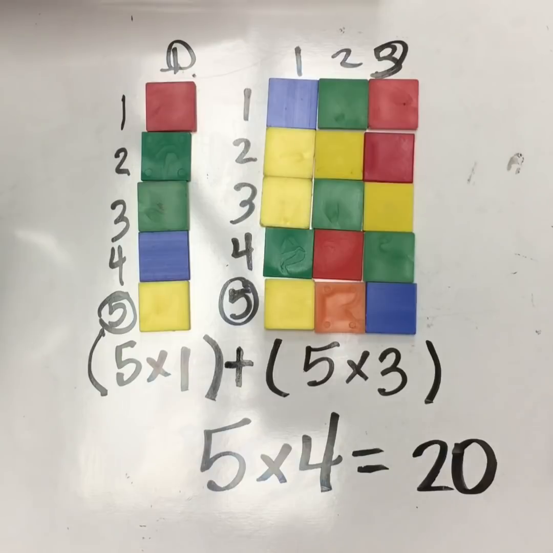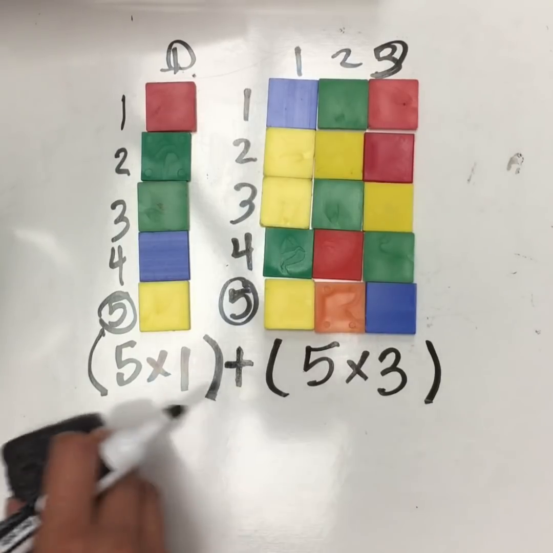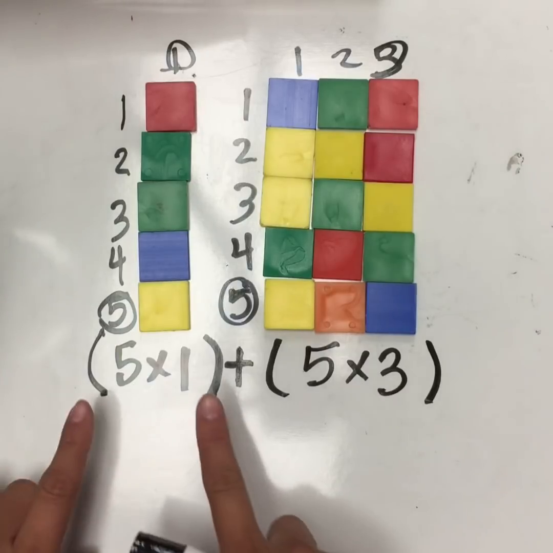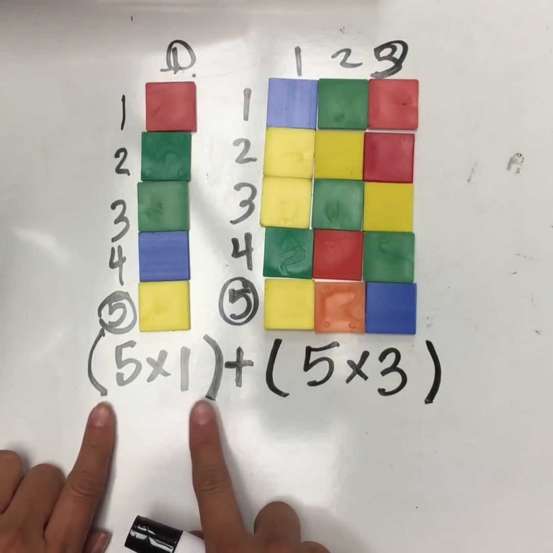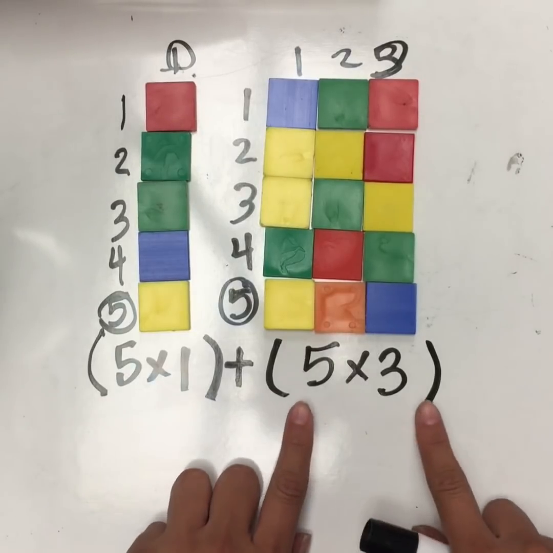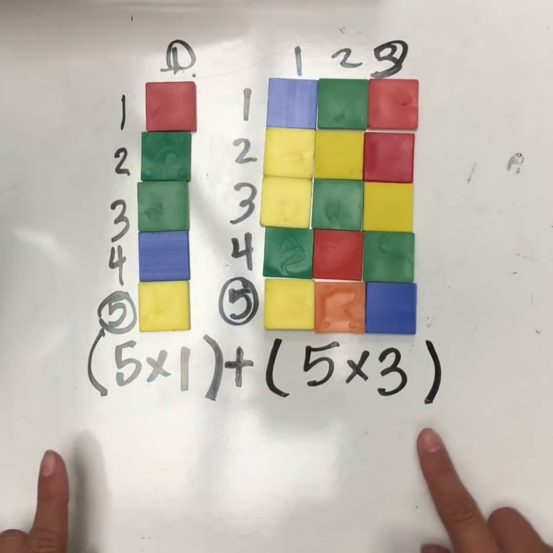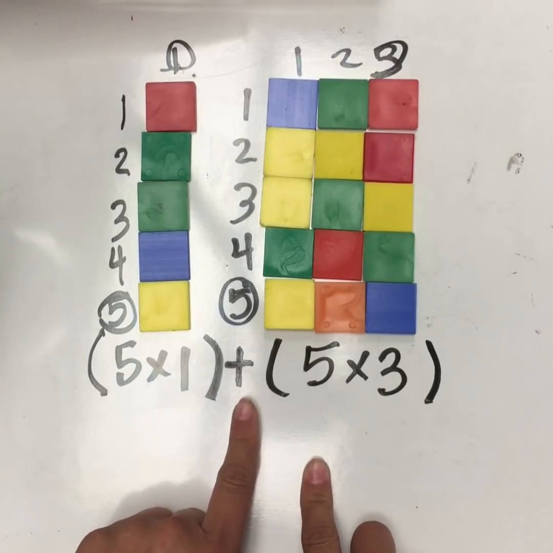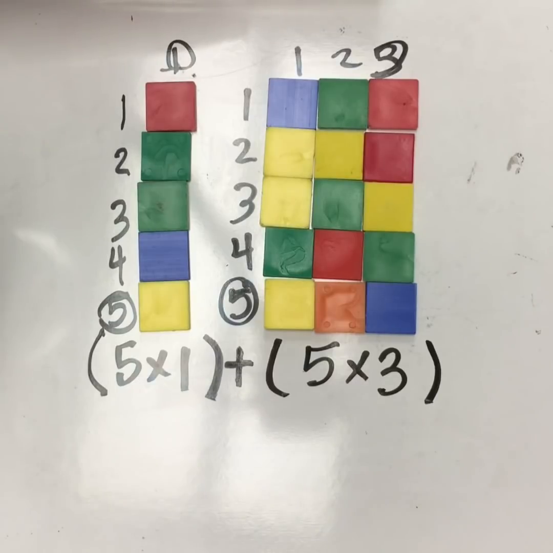Now, if I was given a problem just like this, I would know that I have to first do this multiplication problem. Then I have to do this multiplication problem. Then I can add the 2 answers together because of this plus sign. So let's see if we still get 20.